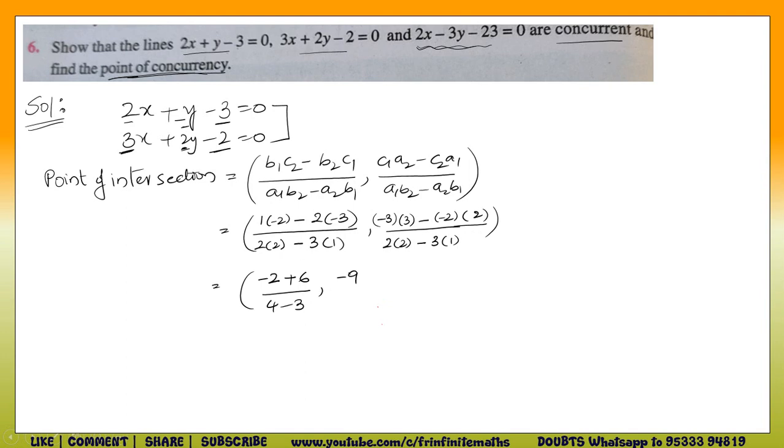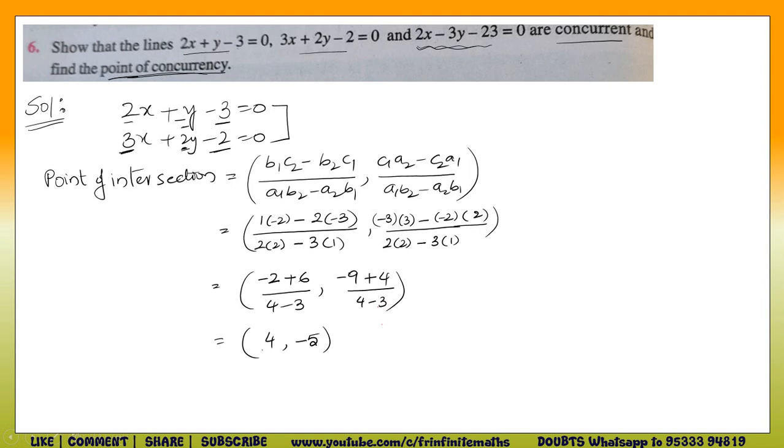So this becomes minus 9. So minus of minus is plus. So this gives plus 4 by 2 2s are 4 minus 3. Now on further simplification, 6 minus 2 is 4. 4 divided by 1 is nothing but 4. Next, minus 9 plus 4 is nothing but minus 5. Hence, the point of intersection is 4 comma minus 5.